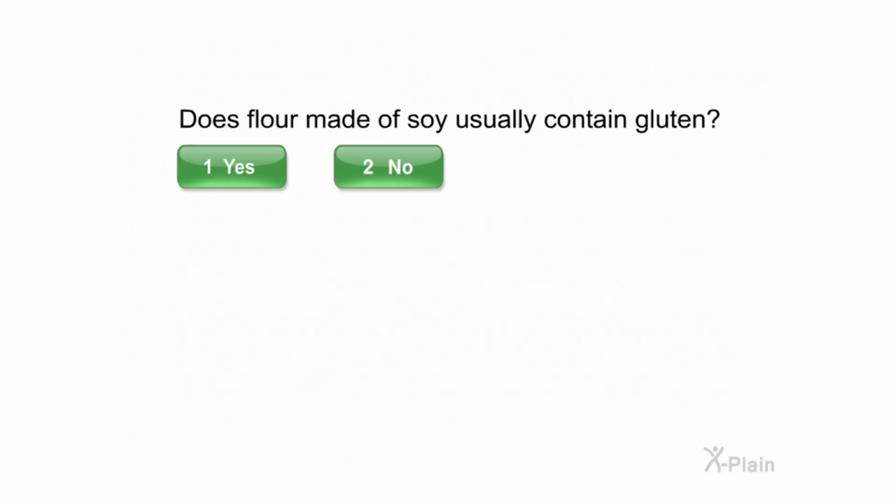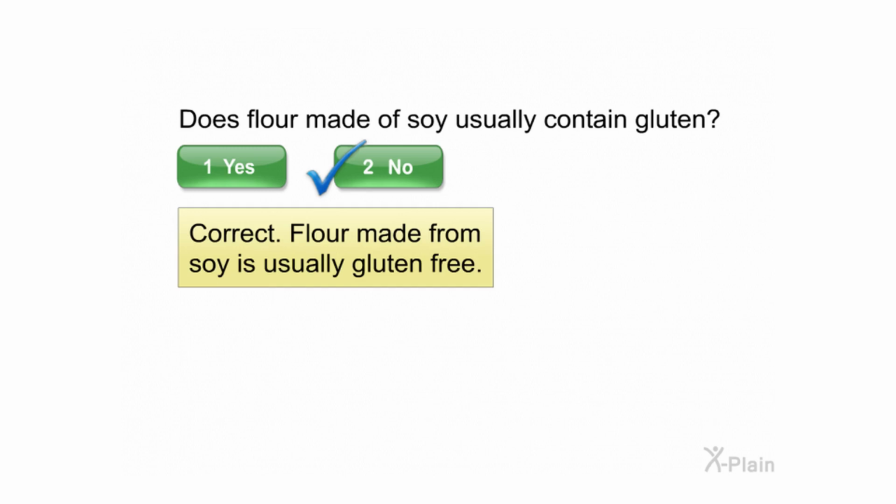Does flour made of soy usually contain gluten? Select yes or no. Correct. Flour made from soy is usually gluten-free.